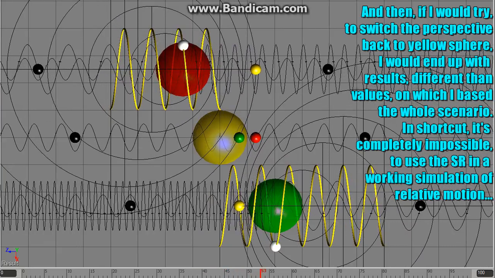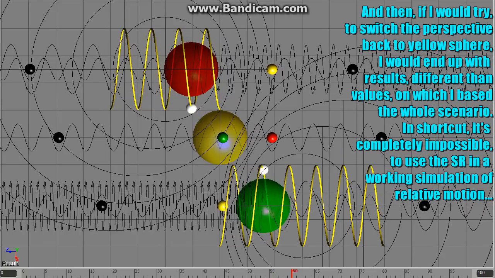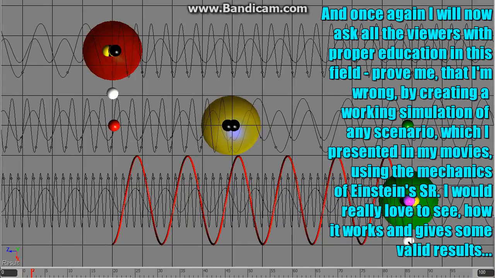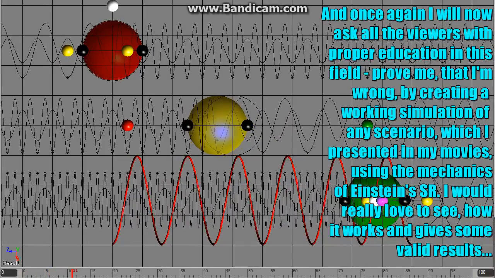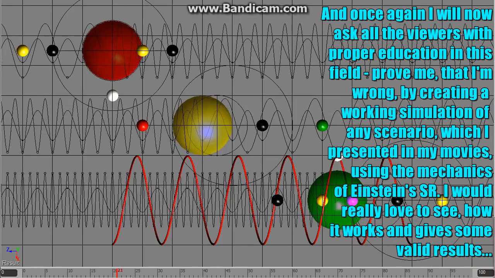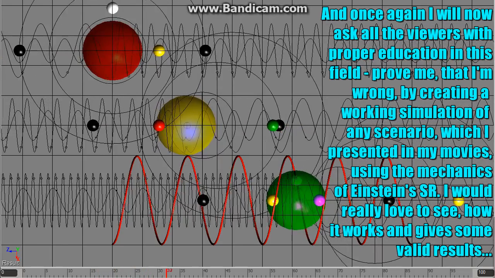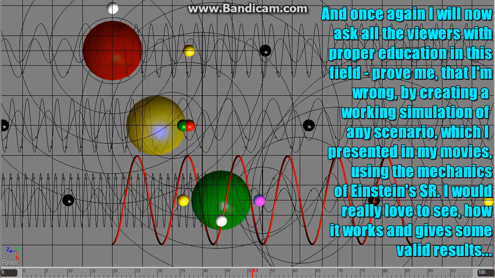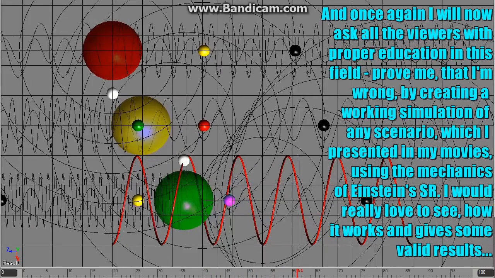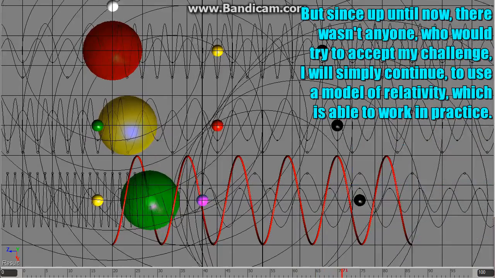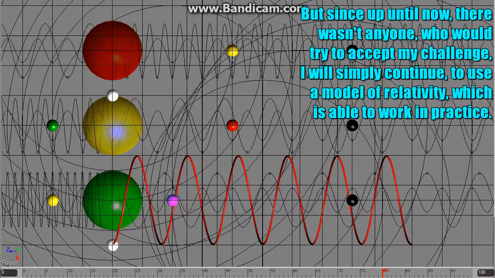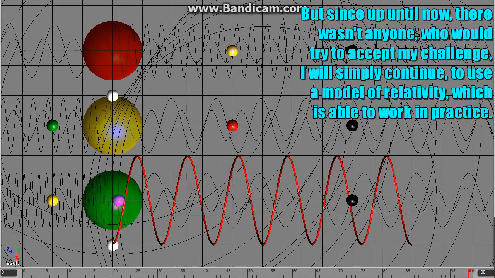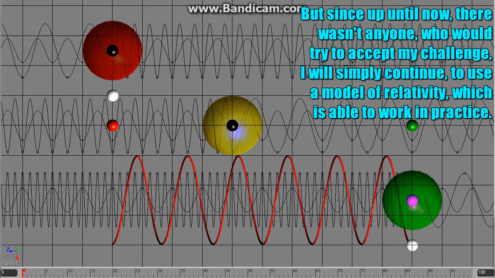In short, it's completely impossible to use special relativity in a working simulation of relative motion. And once again, I now ask all viewers with proper education in this field to prove me wrong by creating a working simulation of any scenario I presented in my movies using the mechanics of Einstein's special relativity. I would really love to see how it works and gives valid results. But since up until now no one has accepted my challenge, I will simply continue to use a model of relativity which is able to work in practice.